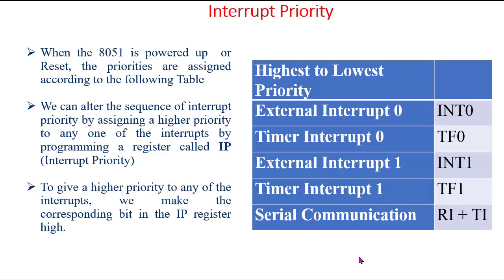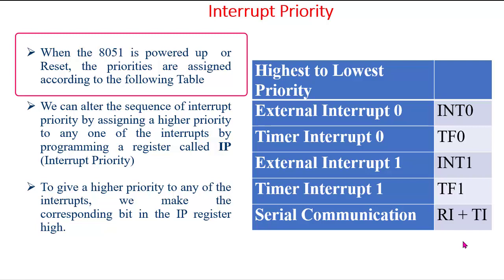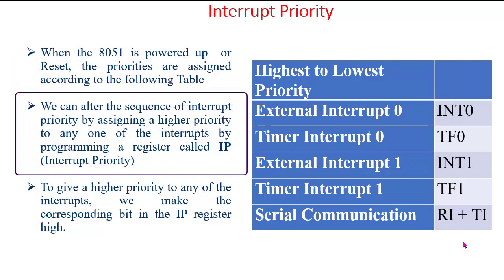Interrupt priority. There is a chart of interrupt priority. Means if more than one interrupt occurs at a particular moment, which one will get the priority. The chart has been shown here. This is highest to lowest priority. When the 8051 is powered up or reset, the priorities are assigned according to the following table. We can alter the sequence of interrupt priority by assigning a higher priority to any one of the interrupts by programming a register called IP, interrupt priority.